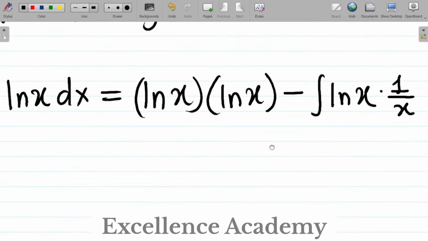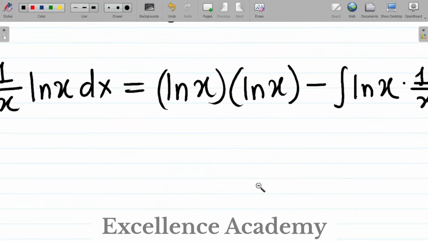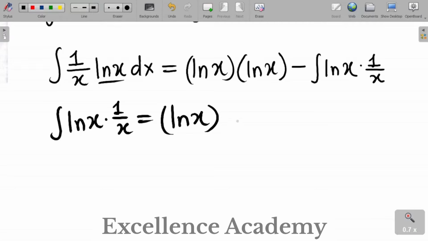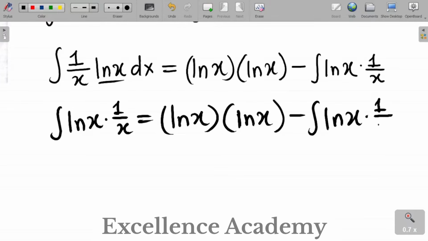Now, if you look at this question carefully, you want to see that this term is being repeated. Here I had the integral of 1 over x ln x. I'm seeing the same thing repeated here again, the integral of ln x times 1 over x. Of course, this can still be written as the integral of ln x dot 1 over x. It's equal to ln x multiplying ln x minus the integral of ln x dot 1 over x. Of course, even if I don't put the dx, we know that I am integrating with respect to x, so the dx is not necessary.